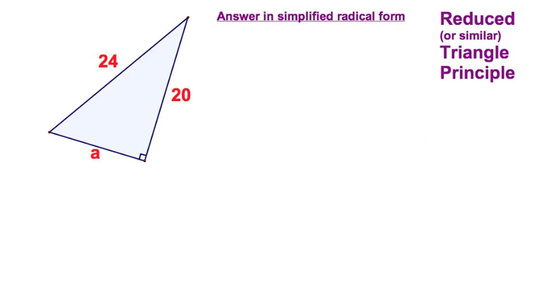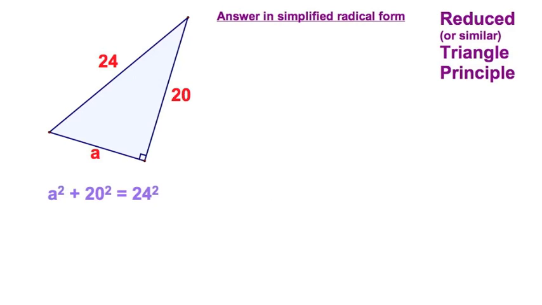Well, we can easily solve for this leg a here. If we want a decimal, you all can do that. But let's go over this simplified radical form business. So we're going to do this two different ways. First directly, then we're going to use a little trick over here. So let's get to it.